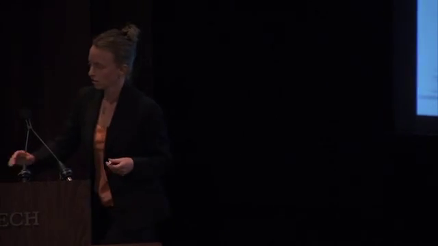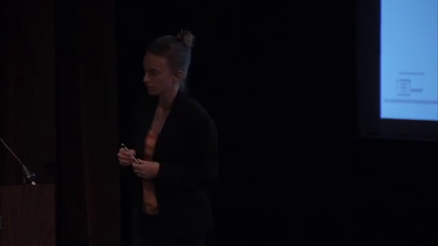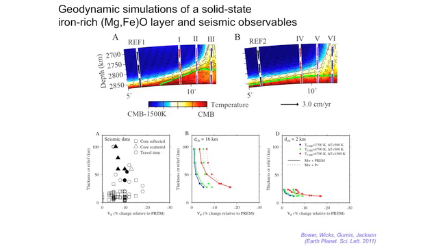But is it dynamically stable? Recall the melt example, where it's been difficult to contain the melt, or it just pools around and forms a ubiquitous, very thin layer, which can't really be explained from seismic observations. So PhD student Dan Bauer did geodynamic simulations including this iron-rich oxide as a distinct chemical layer.